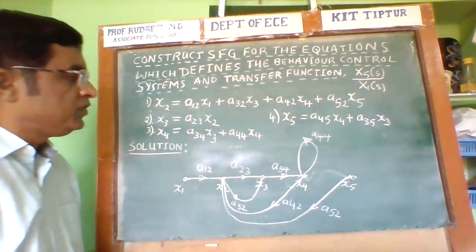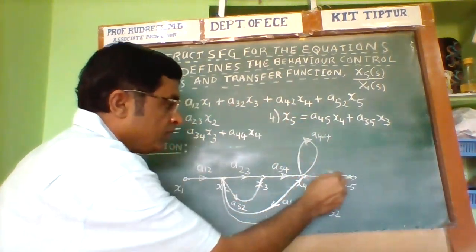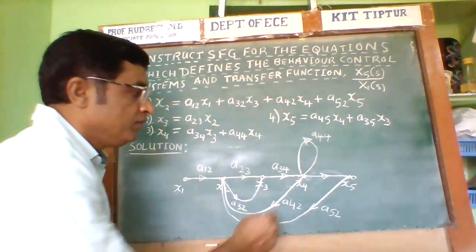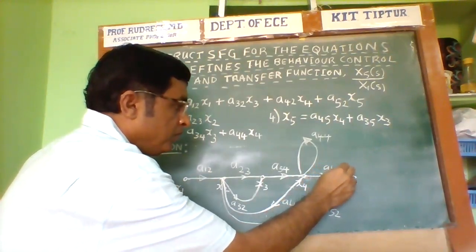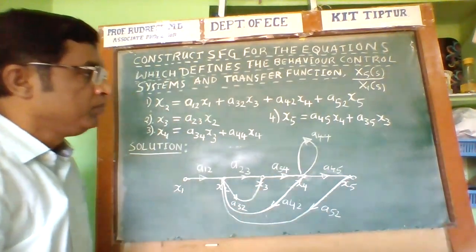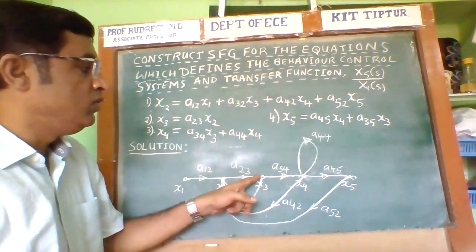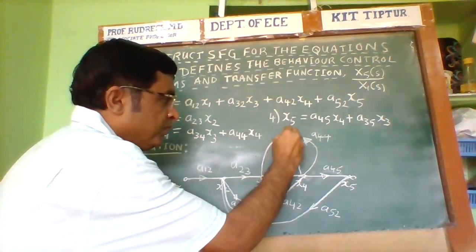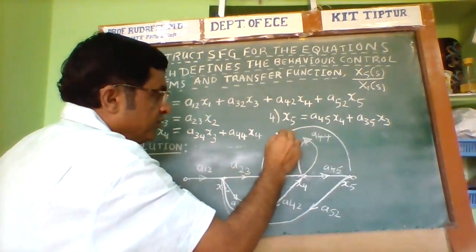Now what are the signals at the node X5? A45 from the X4 node. And also similarly, there is another signal from the X3 node, A35.